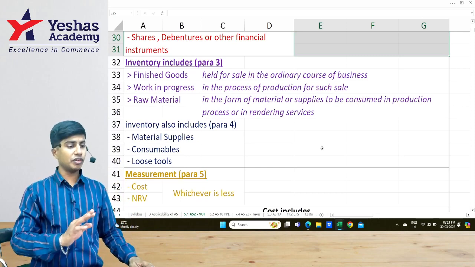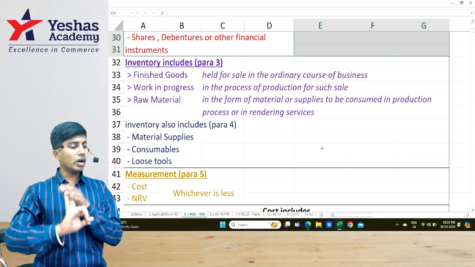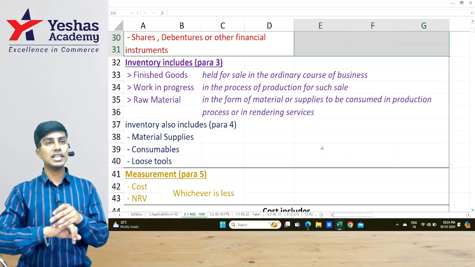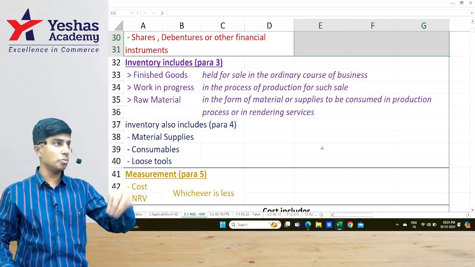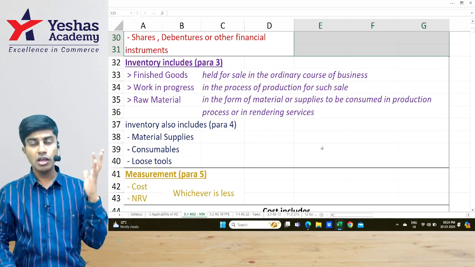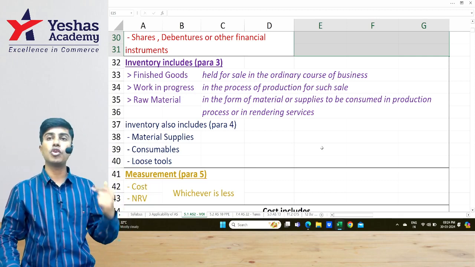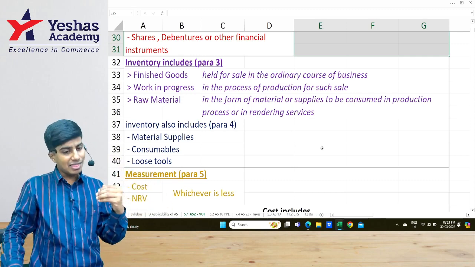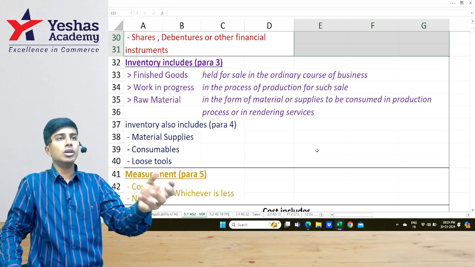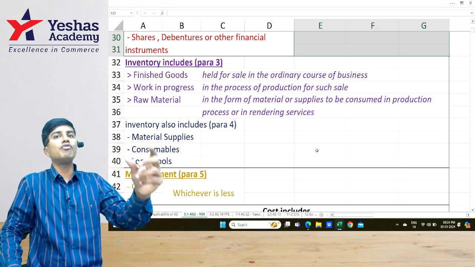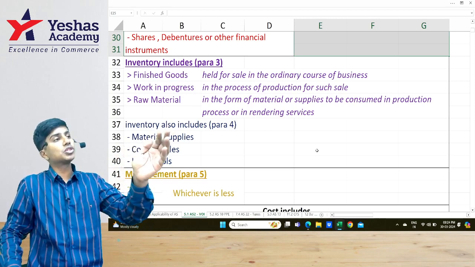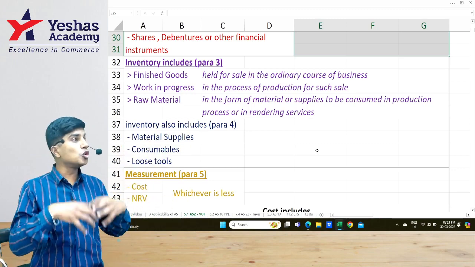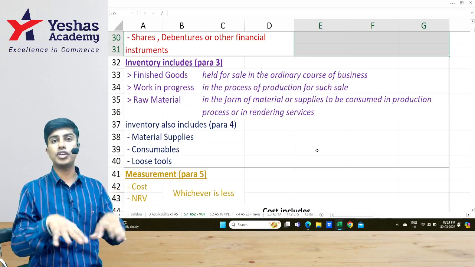As per the definition of inventory, there are three items: finished goods, work in progress, raw material. These three are covered as inventory. Finished goods are such items which are kept in the active business for the purpose of sale, which are held in the ordinary course of operations for sale. Work in progress are such items which are in the process of being converted to finished goods. When it becomes finished goods, it will be sold. Lastly, we have raw material which will be consumed in the manufacturing of finished goods.